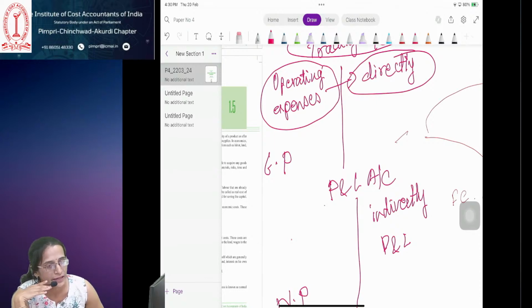We will be deducting both the direct expenses as well as the indirect expenses which we incur in producing the finished goods, right? So, clear on the concept of cost of production: all expenses, direct and indirect, required for converting the raw material into finished goods are the expenses which we include in the cost of production, right?